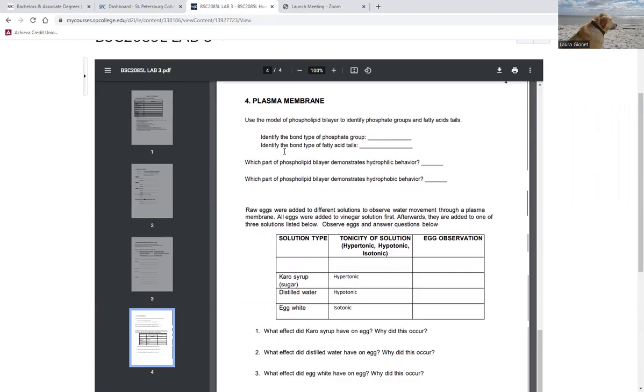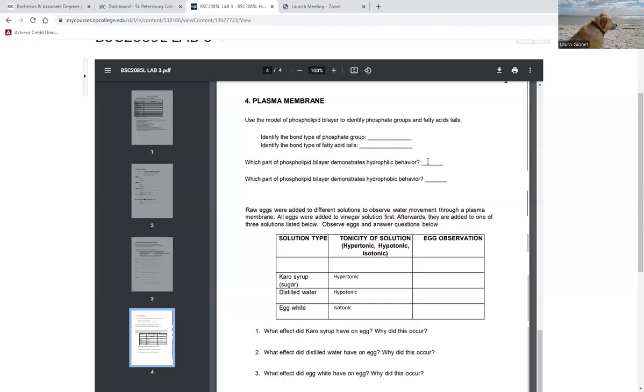So now we're asking you here, identify the bond type of the phosphate group. That's the polar covalently bonded end of the molecule. Identify the bond type of the fatty acids, non-polar covalently bonded. And this should be reviewed from the chemistry chapter in the previous week. Okay, and this information we actually covered in there too.